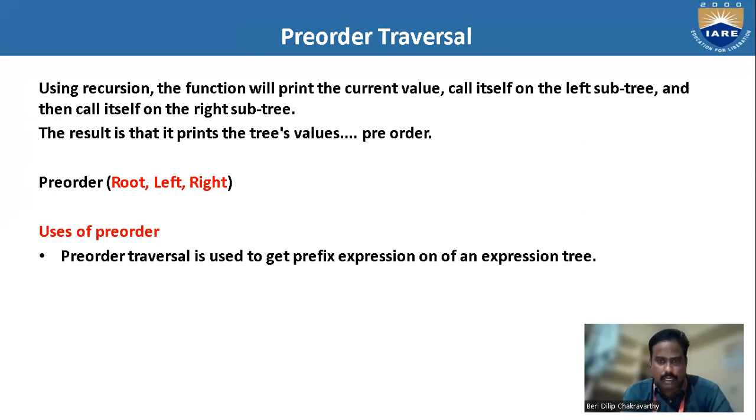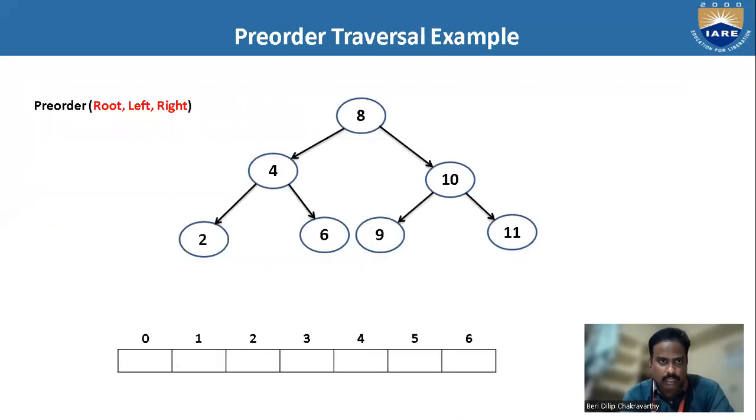I said expressions are infix, prefix, postfix. An expression consists of operators and operands. This pre-order traversal is used to get the prefix expression on an expression tree. To find the prefix expression, we'll use pre-order. We'll see an example with the tree. This is the tree given. For this, what is my root node? First we'll start with 8. That is my root.